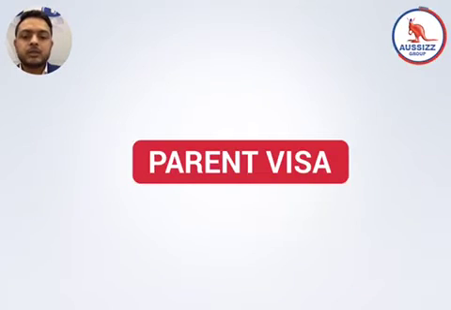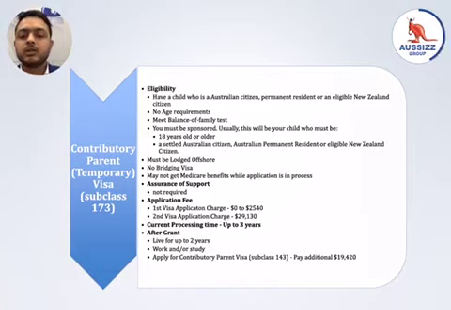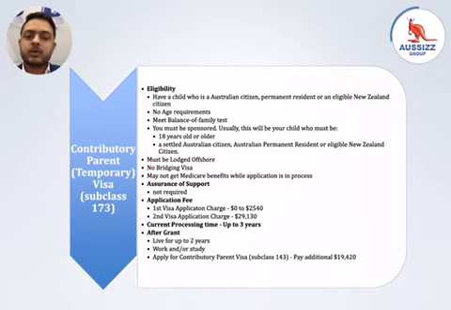Now let's move to the next subclass, which is subclass 173, which is a temporary version of subclass 143, which is again dividing your cost into two, but then eventually you end up paying more because you're dividing the cost into two. So for subclass 173, once you get a 173 visa, you can apply for a 143 and pay the remaining fees, which is $19,420. Now let's discuss the 173 visa in detail.